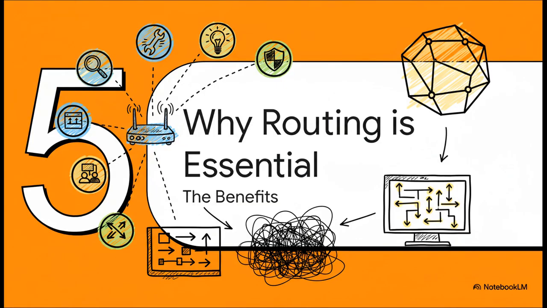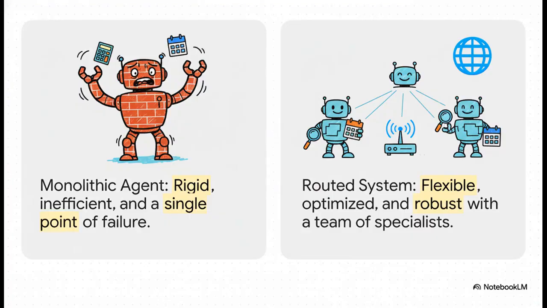So you might be wondering, why go through all this trouble? What makes this team of specialists so much better than just one single super powerful model? Well, the answer is that this isn't just some clever technical trick. It is an essential strategy for building AI that is both robust and scalable. This slide just lays it all out, plain and simple. The old monolithic agent is rigid and inefficient. It's a single point of failure.